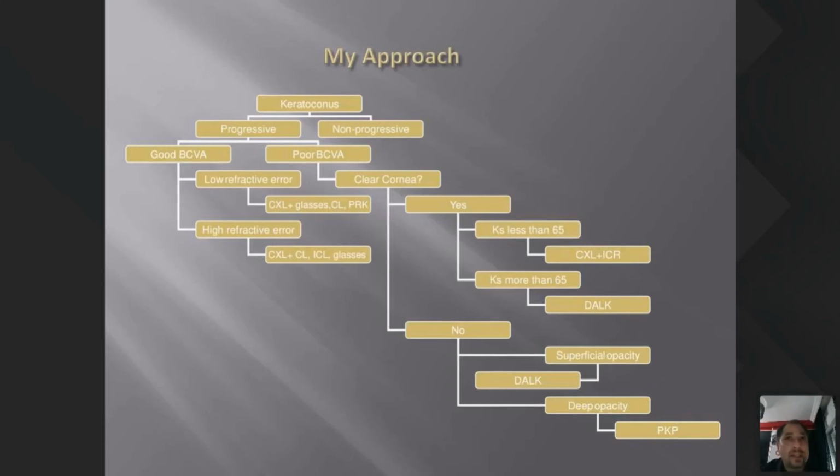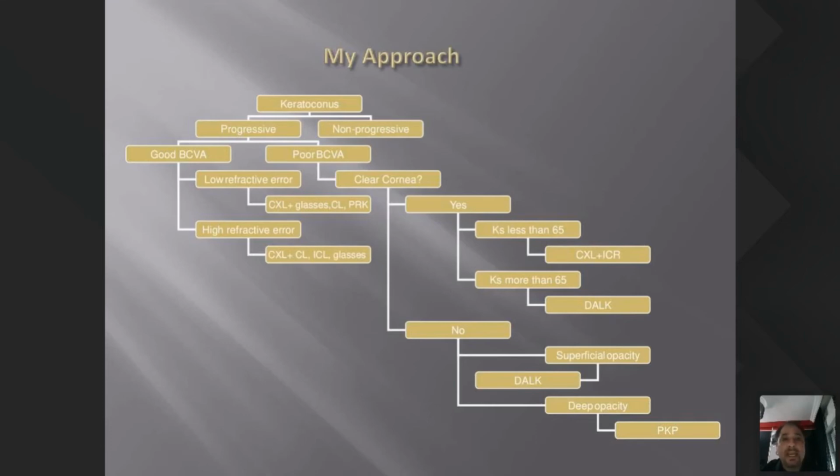You cannot fit a contact lens over such a steep cornea. You cannot do corneal rings for such a steep cornea. And of course, you cannot do the other procedures that we just mentioned for a steep cornea, because you cannot do even refraction for such a patient.